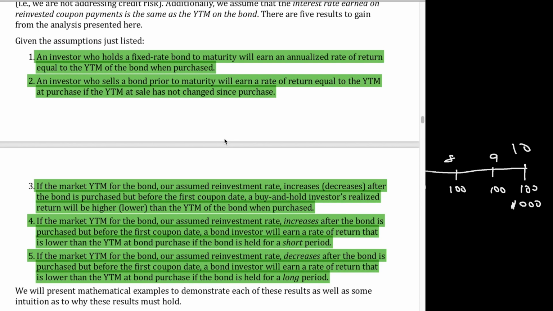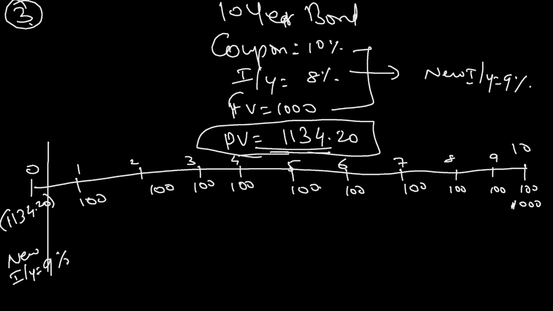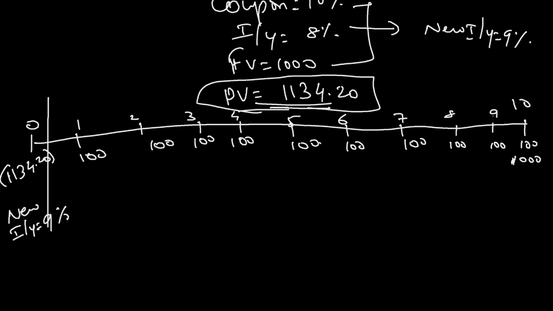Now, the third point says our assumed reinvestment rate increases after the bond is purchased but before the first coupon date. That means the new IY increases. So let's keep the new IY as, let's say, 9 percentage. So this IY gets changed to 9 percentage. Then how will the annualized rate of return be impacted? That's what we need to see.